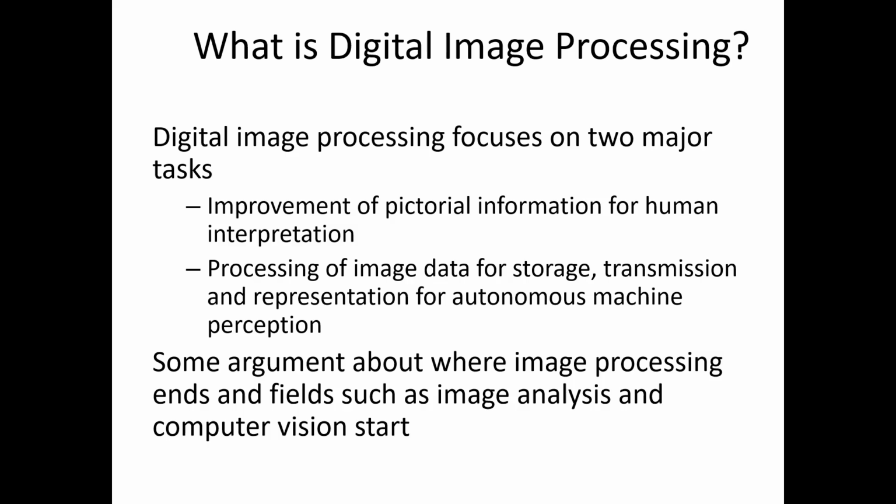So what is digital image processing? Digital image processing focuses on two major tasks. The first one is the improvement of pictorial information for human interpretation. The second one is the processing of digital images for storage, transmission and representation for autonomous machine perception. There are some arguments about where image processing ends and fields such as image analysis and computer vision start.